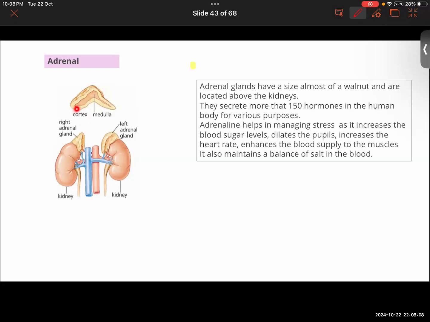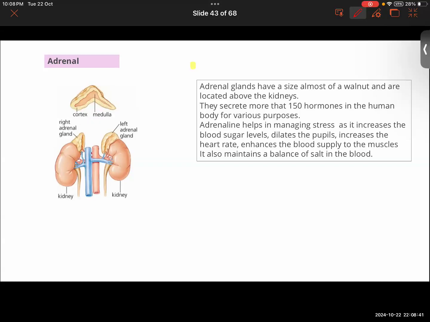Also, it is an endocrine gland. It is almost the size of a walnut, and they are located above our kidneys. They are present in a pair, located on the right and the left kidney, respectively. Now, when you look at the structure of the adrenal, there are two parts. The adrenal gland is made up of the cortex and the medulla. Cortex forms the outer part, and medulla forms the inner part.